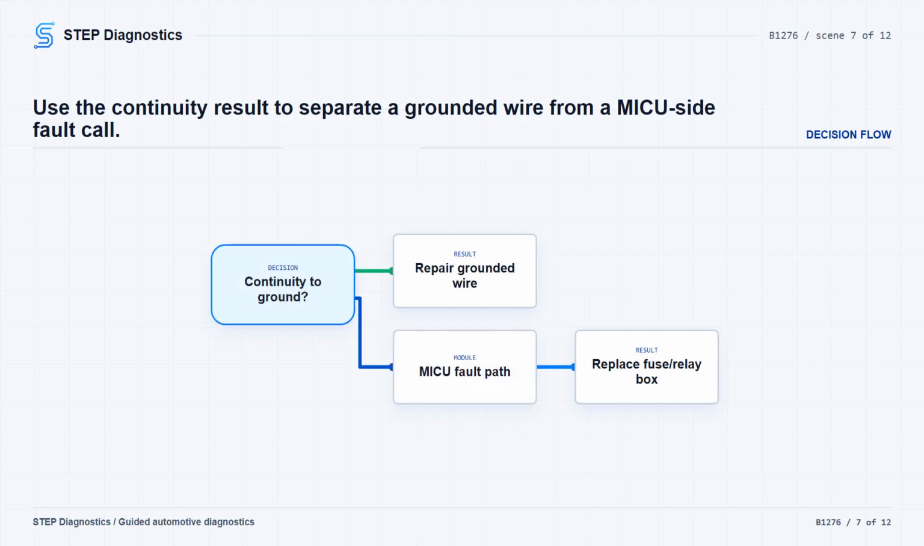If there is continuity, repair the short to ground in the wire. If there is no continuity on that path, the diagnostic result is a faulty MICU, and the repair path is to replace the under-fuse/relay box.